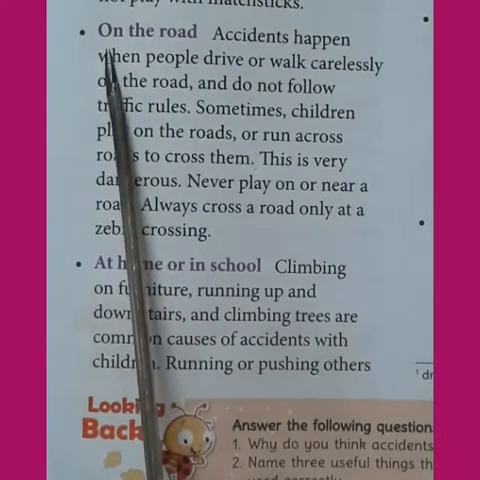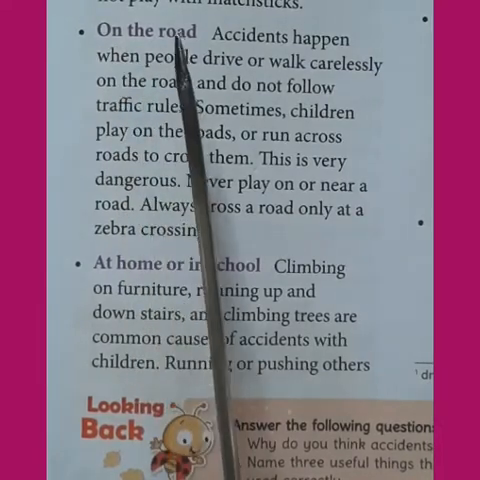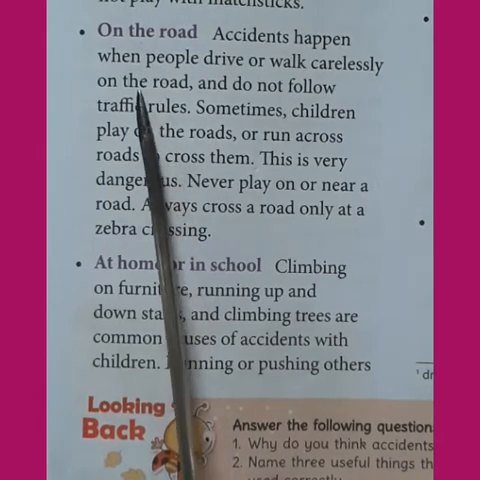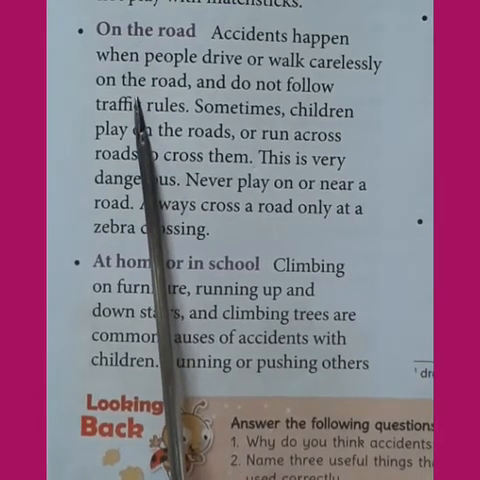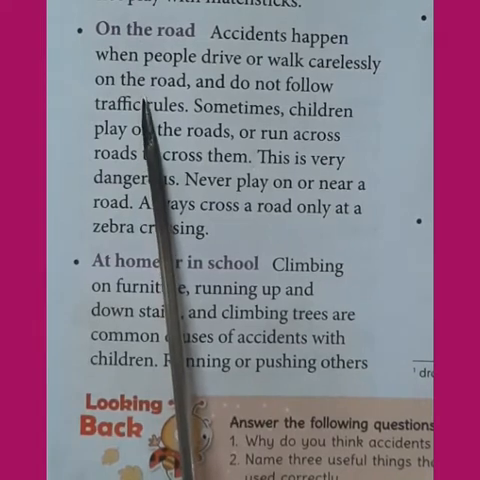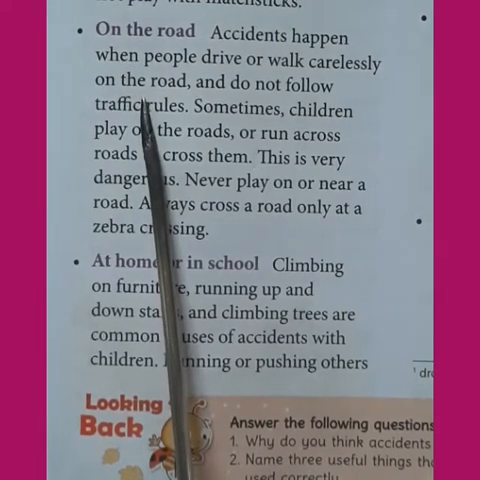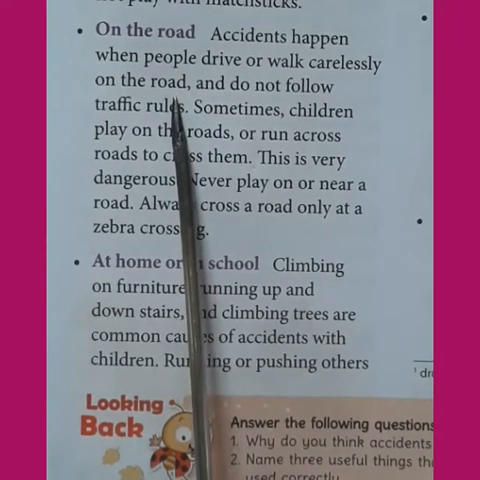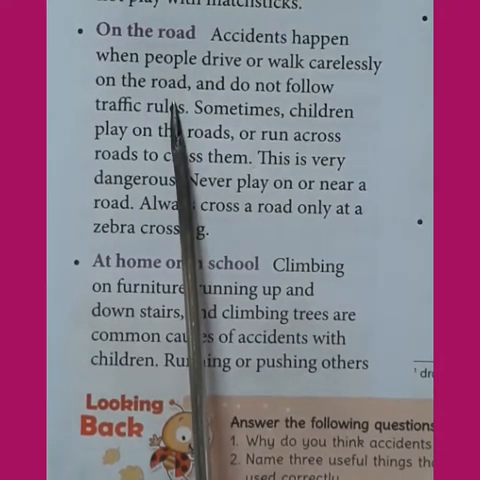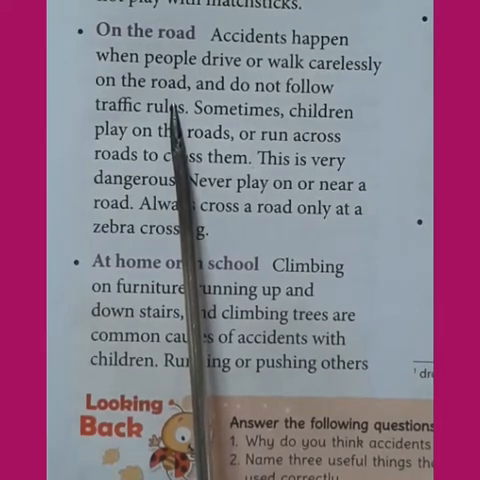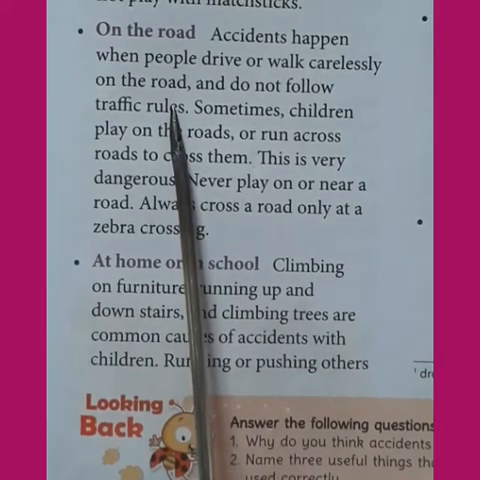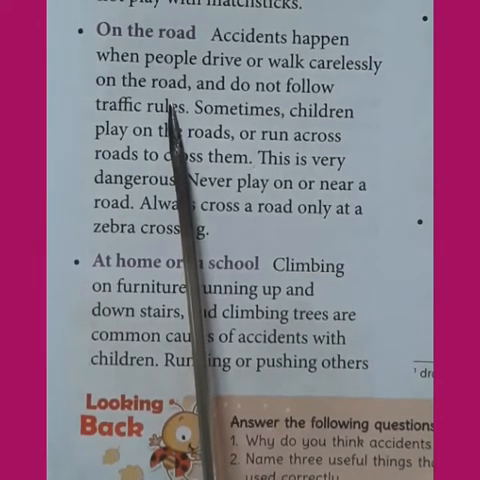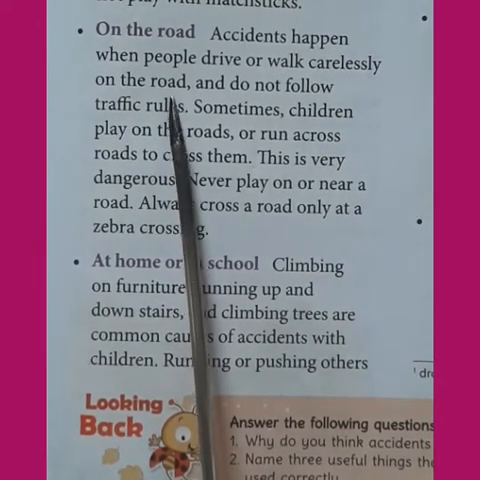On the road, accidents will happen when people drive or walk carelessly. You might have seen people walking on the road, speaking or using their mobile phones while walking by the side of the road. People don't care what is happening around them, but it is very careless. People's carelessness leads to accidents.